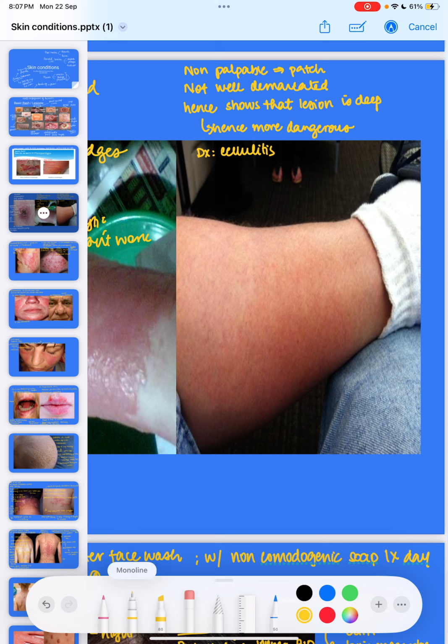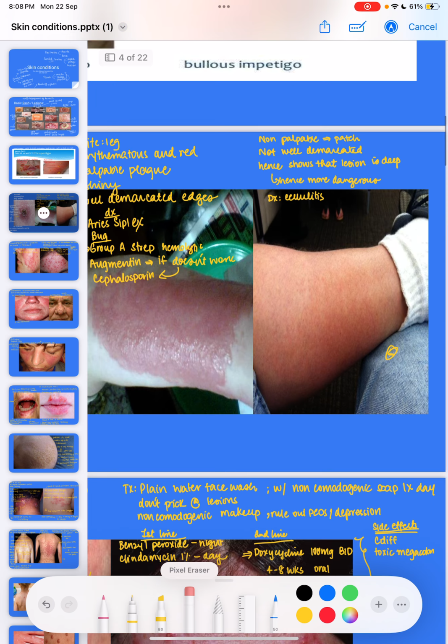Okay, so the next thing is this lesion. This one kind of doesn't even look that bad, but actually in reality it is much worse because it's not well demarcated. We'd say it's not palpable, so it's just like a patch because it's clearly more than 1 centimeter, right? You can see all of this redness, but it's not well demarcated. When it's not well demarcated and sort of diffuse, that shows the lesion is deep because it's spread like this, in these directions. It's going to be penetrating the subdermal and dermal layers, so this is actually cellulitis and it's much more dangerous, so we're just going to send this patient in for referral to derma.